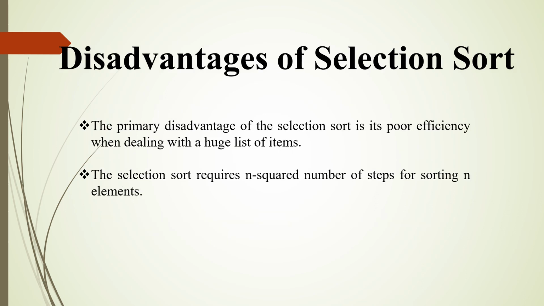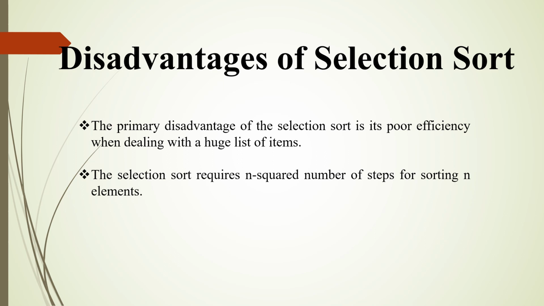Although selection sort has its own advantages, there are some disadvantages of selection sort. We cannot perform selection sort on a large array list. It has poor efficiency when dealing with a huge list of items, because the comparisons in the unsorted part become large. The selection sort requires n squared steps for sorting n elements.